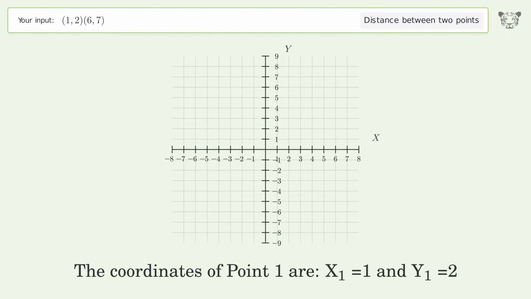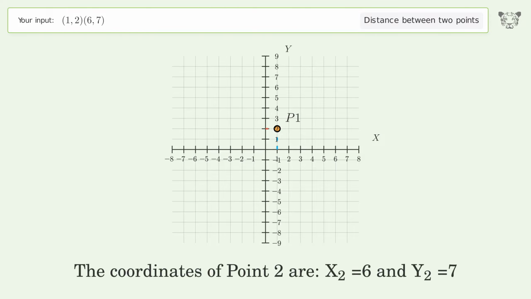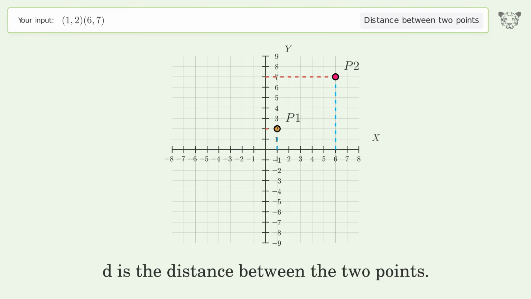The coordinates of point 1 are x1 equals 1 and y1 equals 2. The coordinates of point 2 are x2 equals 6 and y2 equals 7. D is the distance between the 2 points.